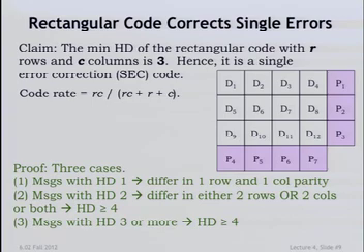Okay, so you can go through each of the cases and discover that the nearest code word you can get to is Hamming distance 3 away. All right?